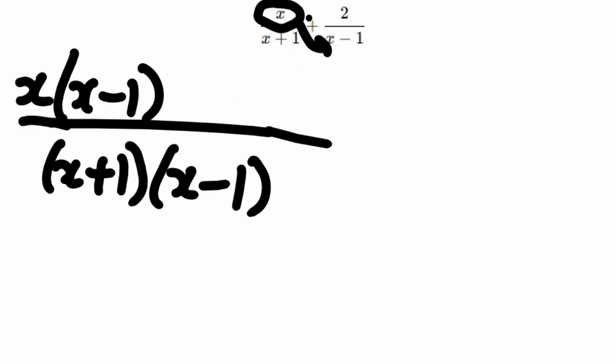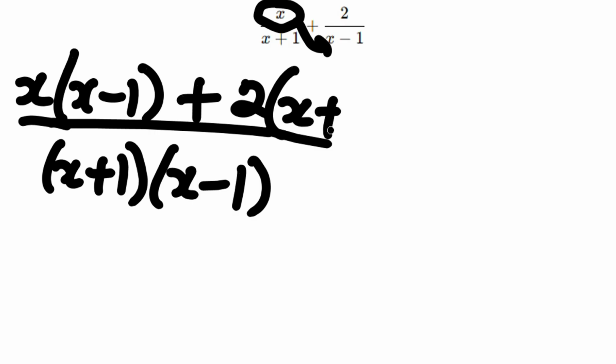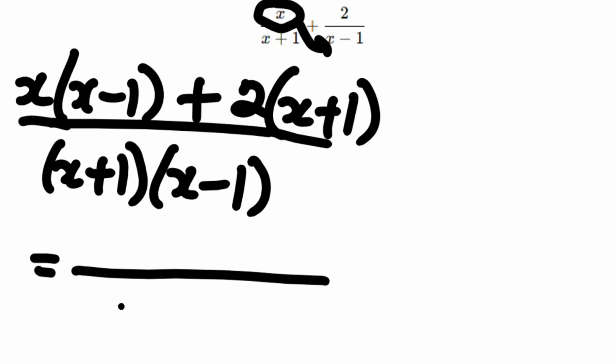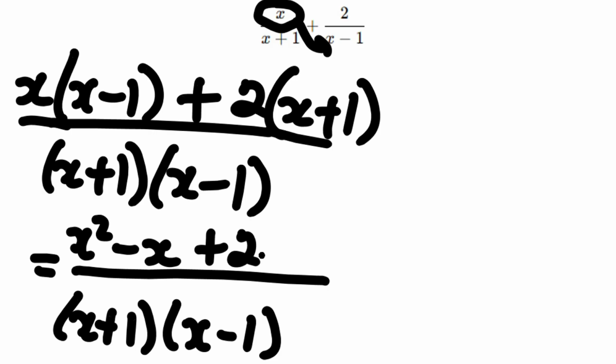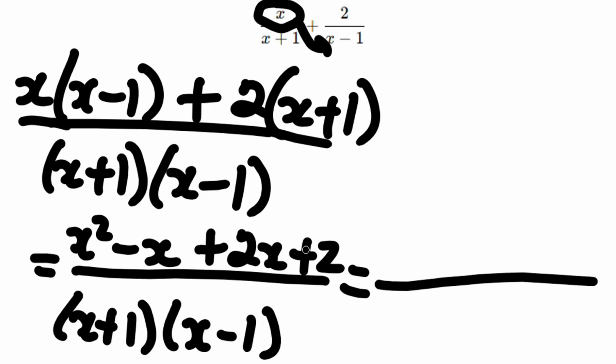Then you bring in the sign. The sign is a plus. Plus the numerator of this, which is 2, will multiply the denominator of the other. That's 2 multiplying x plus 1. So if we have this, now we expand. The denominator is x plus 1 multiplying x minus 1. But the numerator, we need to expand. So if you expand this, you have x squared minus x plus 2x plus 2. I'm just expanding the brackets in order to simplify.